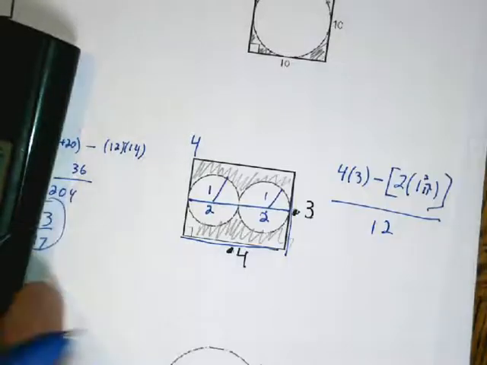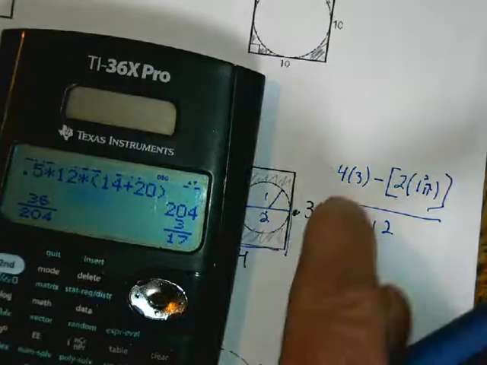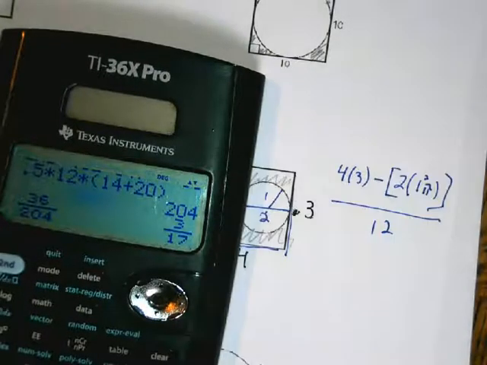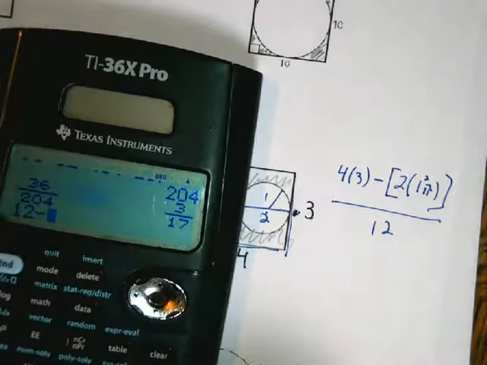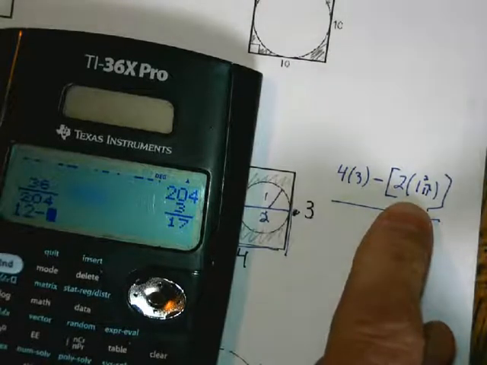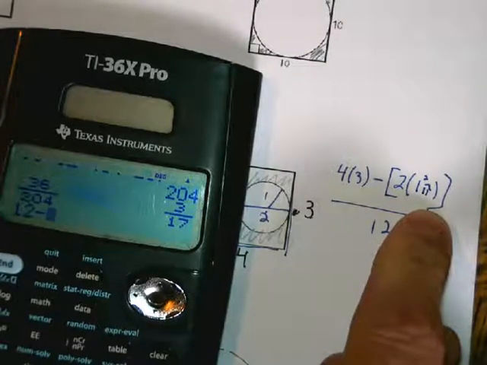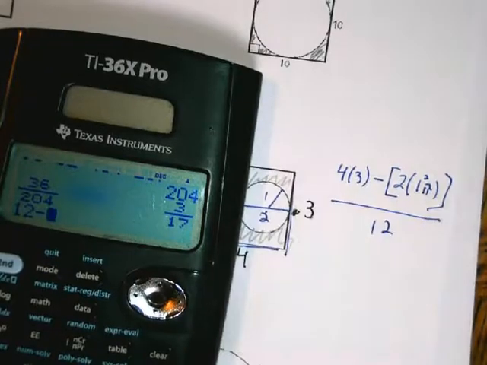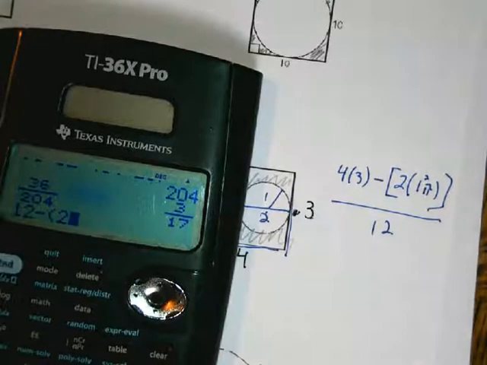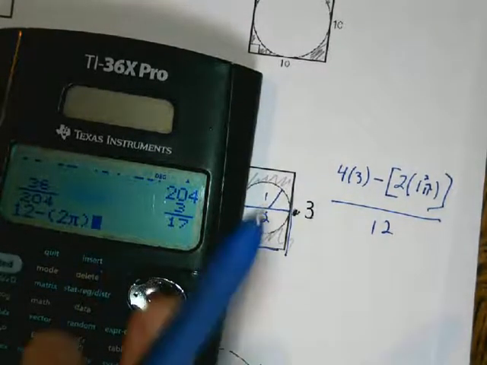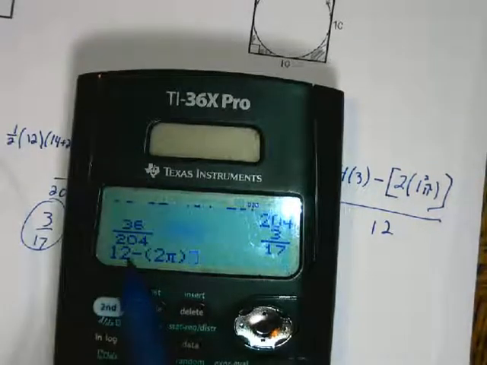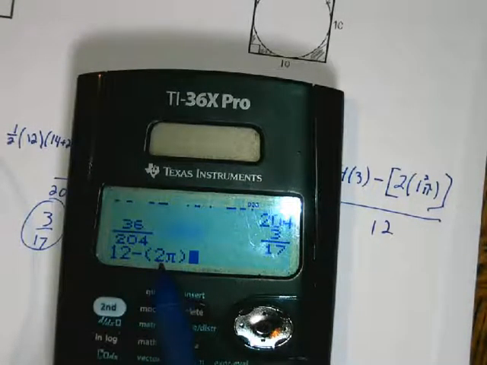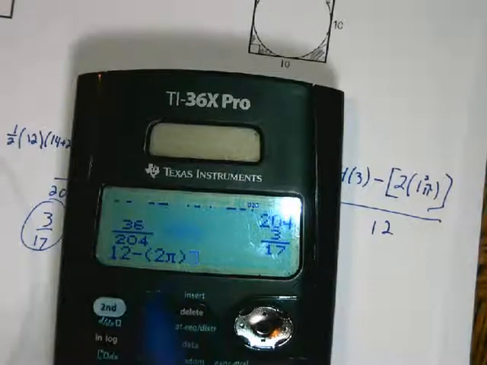So in order to put this in the calculator, we know that 4 times 3 is 12, and then we have to subtract from that. Well, 1 squared is 1. 1 times pi is pi, and this is 2 pi. So what you have to do is put this in parentheses, 2 pi. Anytime you have a pi value and you're doing something in front of it, whether it's adding or subtracting, you have to put the number with the pi in parentheses to make it work.